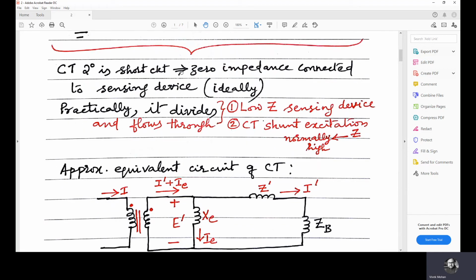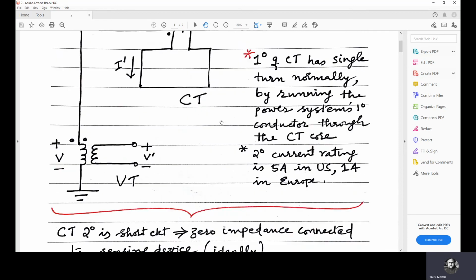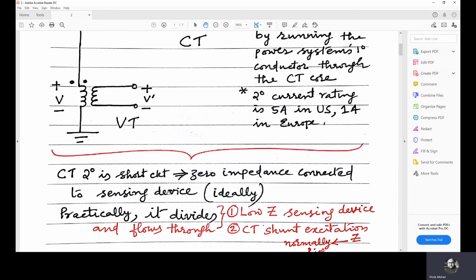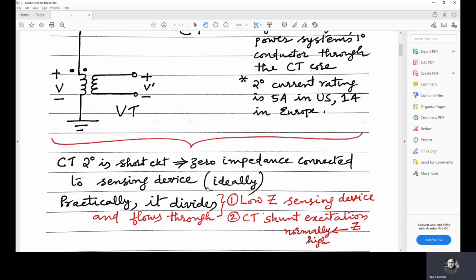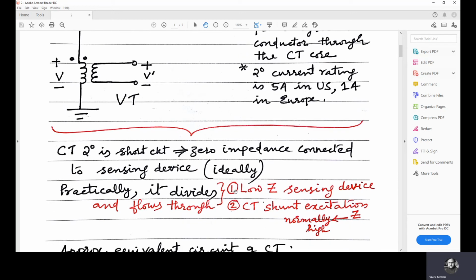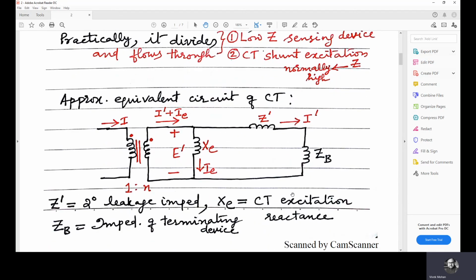CT secondary is short circuit implies zero impedance connected to the sensing device. But practically it divides into two. First one is the low impedance sensing device. Second one is the CT shunt excitation, which is normally high.